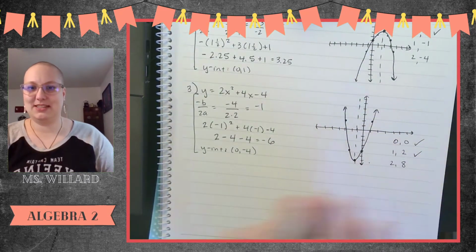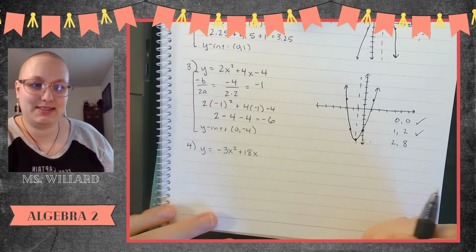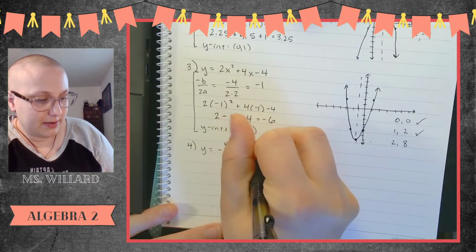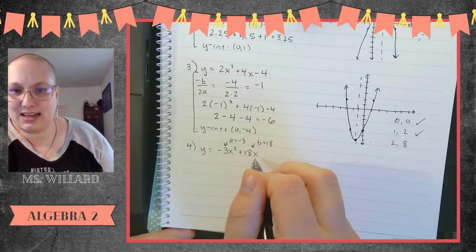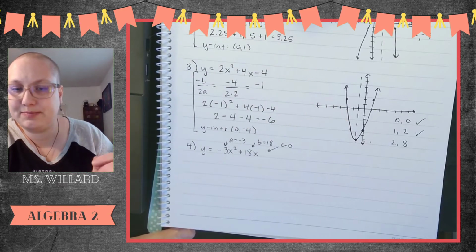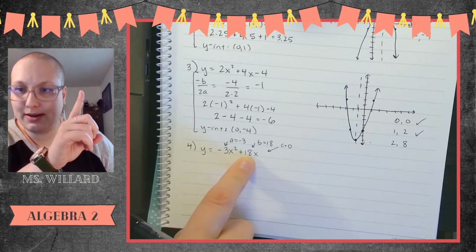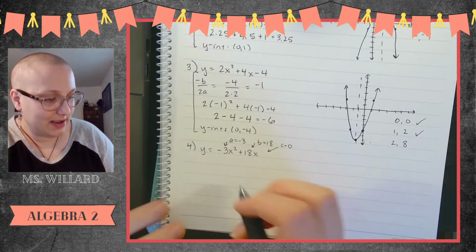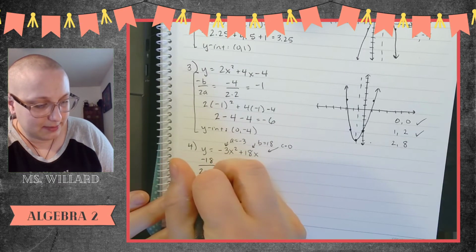So that's the graph. Let's do one more. We're going to do -3x squared plus 18x. So a is -3. B is 18. I know B is 18 because it's next to the x. And I know that C is 0 because there's no number here. Just as a reminder, when there's no number for A or B, we use 1. If there's no number for C, we use 0. Okay? So same thing. So I'm going to do -18 over 2 times -3.